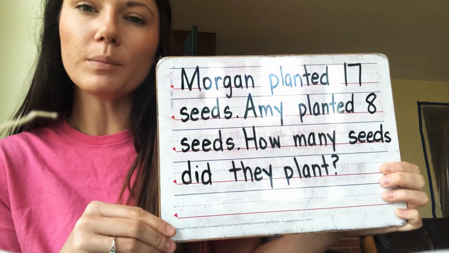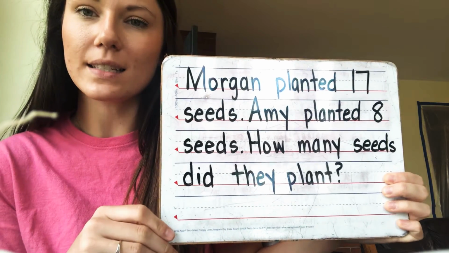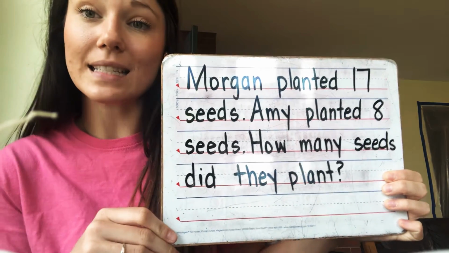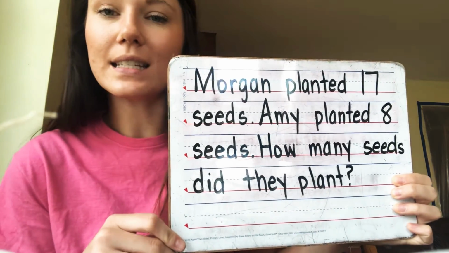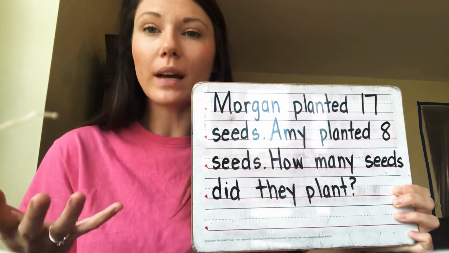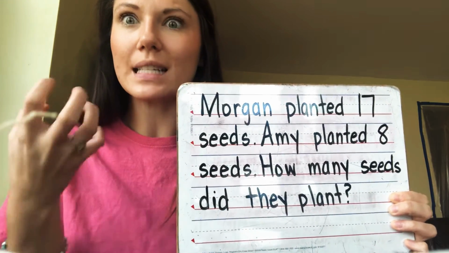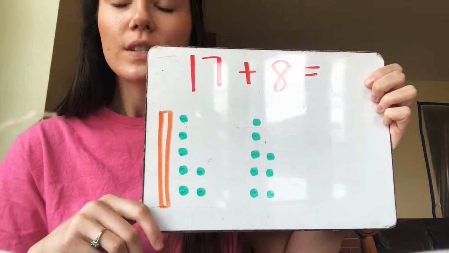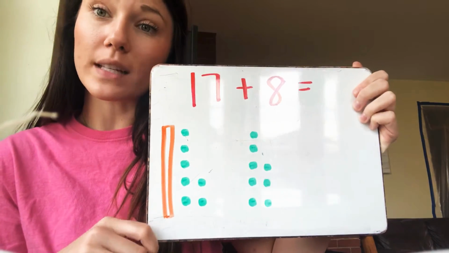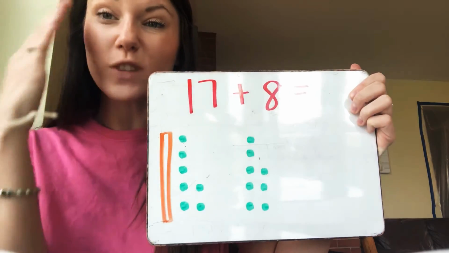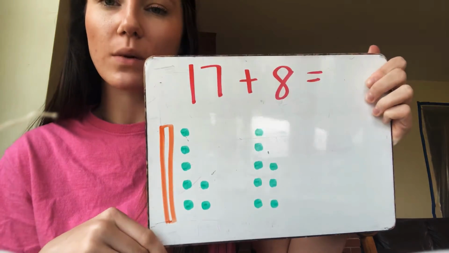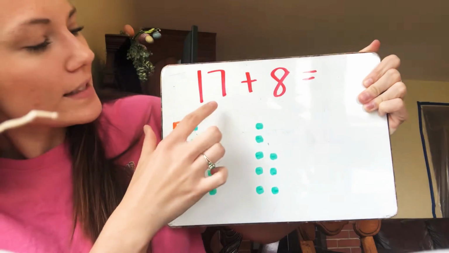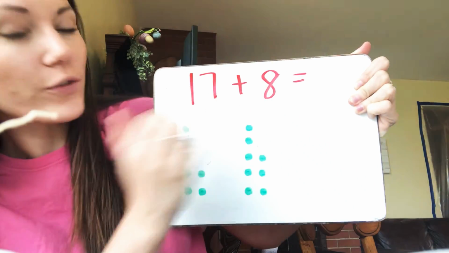So it says Morgan planted 17 seeds. Amy planted 8 seeds. How many seeds did they plant? So I want to know how many seeds Morgan and Amy planted together. All right, so we're first going to practice using tens and ones and moving those numbers around so we can visually see the digits moving, okay? So I put 17 for Morgan and 8 for Amy.